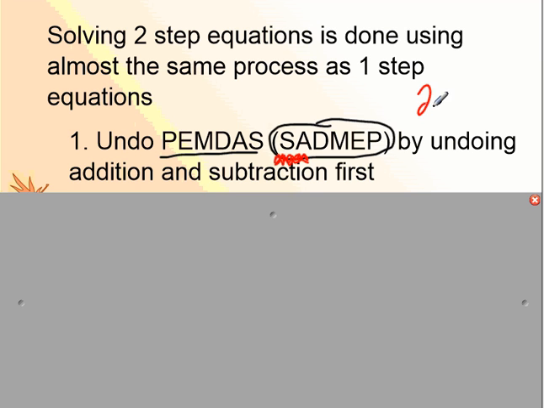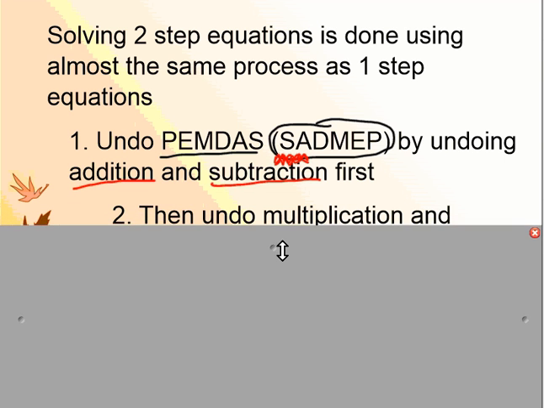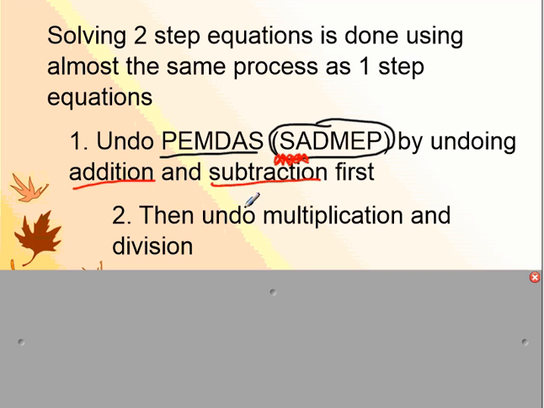This is for problems like 2x plus 4 equals 10. It's more complicated than just x minus 3 equals 7. There's two different steps we're going to have to take here, which is why it's called a two-step equation. And we're always going to undo the addition and the subtraction first, using the same method we talked about in the video from last night and in class today. After you get done fixing the addition and subtraction, you're going to undo multiplication and division. That's the next step in SADMAP.